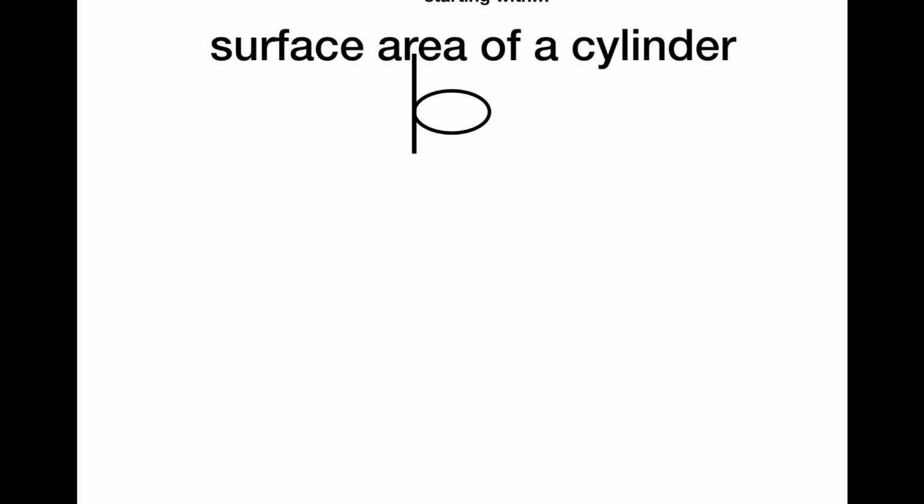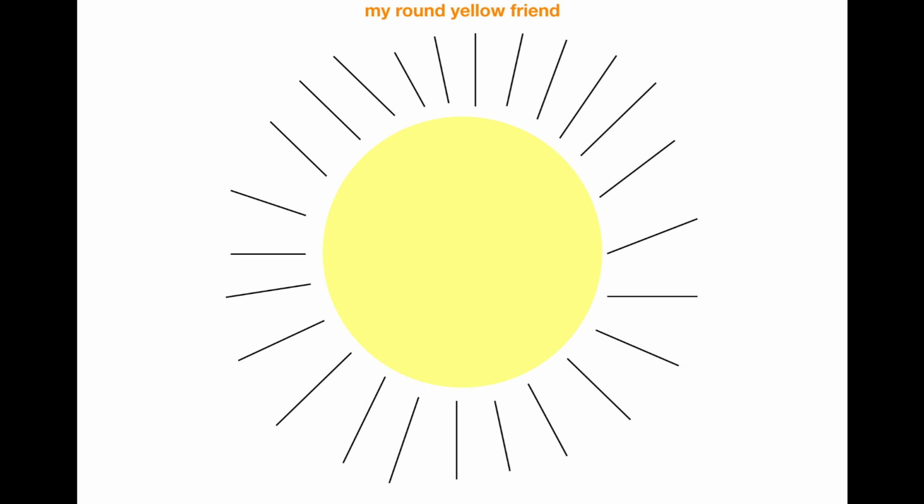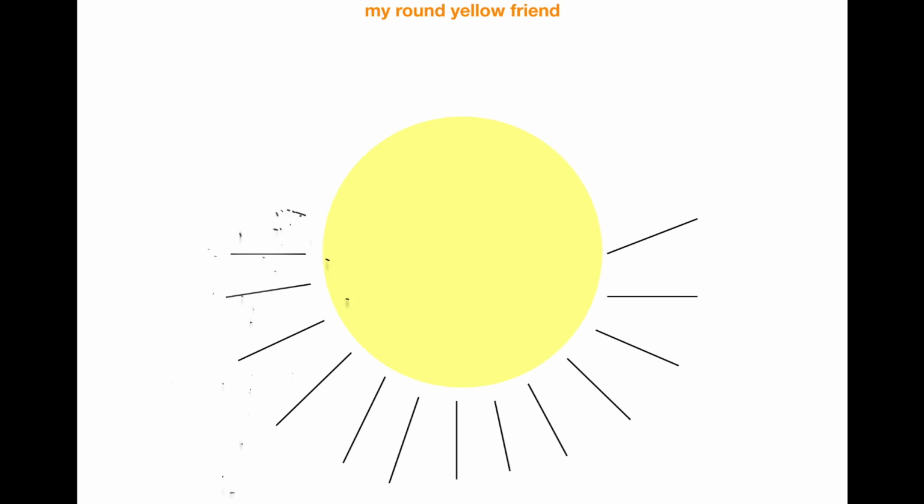And here's our cylinder we're working with. So without further ado, I would like you to meet my round yellow friend. Here's my round yellow friend. No, this is not my round yellow friend. What are you doing in here, Mr. Sun? Let me get rid of your rays right now because we don't need you. I'm just going to be showing you how to calculate them and how we figured them out, kind of.